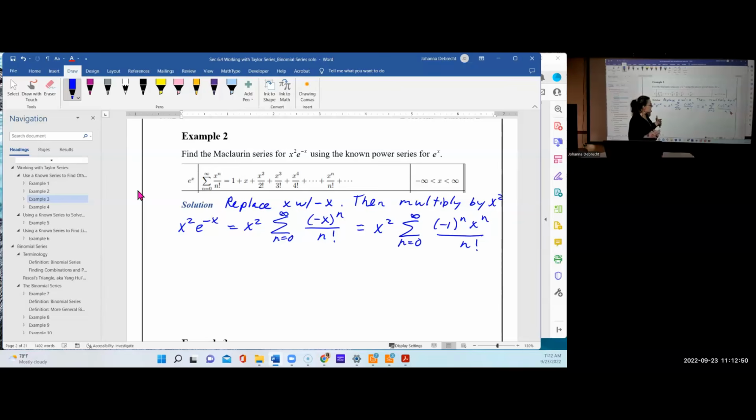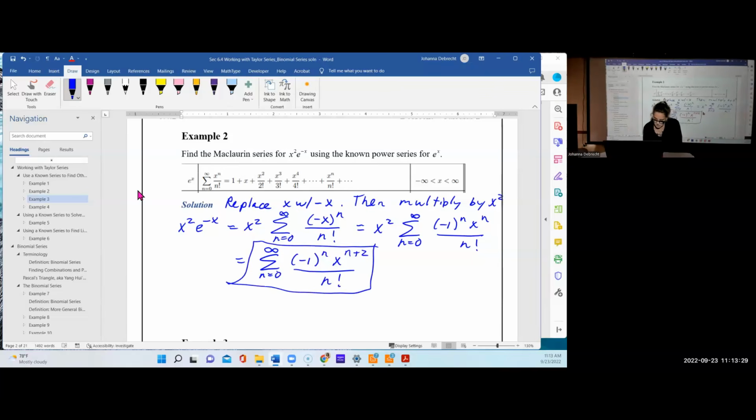And then just like we saw last time, the series only depends on the index n, so it doesn't depend on x, so I can pull the x squared inside. And then I have 2 things with base x multiplied, so I add the powers 2 plus n, so that will give me n plus 2. So this then becomes the series from n equals 0 to infinity of -1 to the n x to the n plus 2 divided by n factorial. And that's it, all right? That's all you have to do.